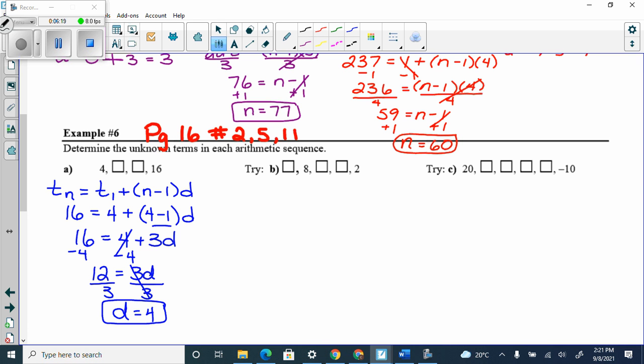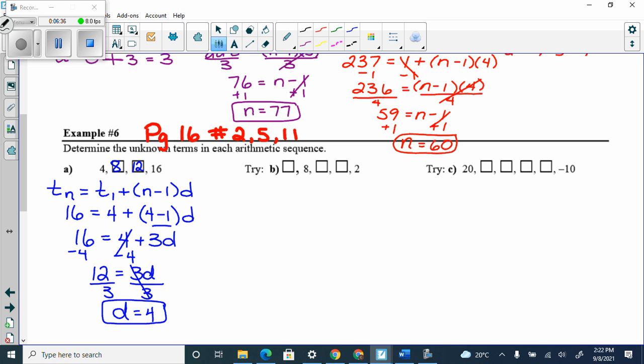My numbers are going up. I'm going from 4 to 16, so I know my D better be positive. And it is, so that's good. So let's check it out. So I have 4. If I add 4 to that, I get 8. If I add 4 to that, I get 12. If I add 4 to that, I get 16.